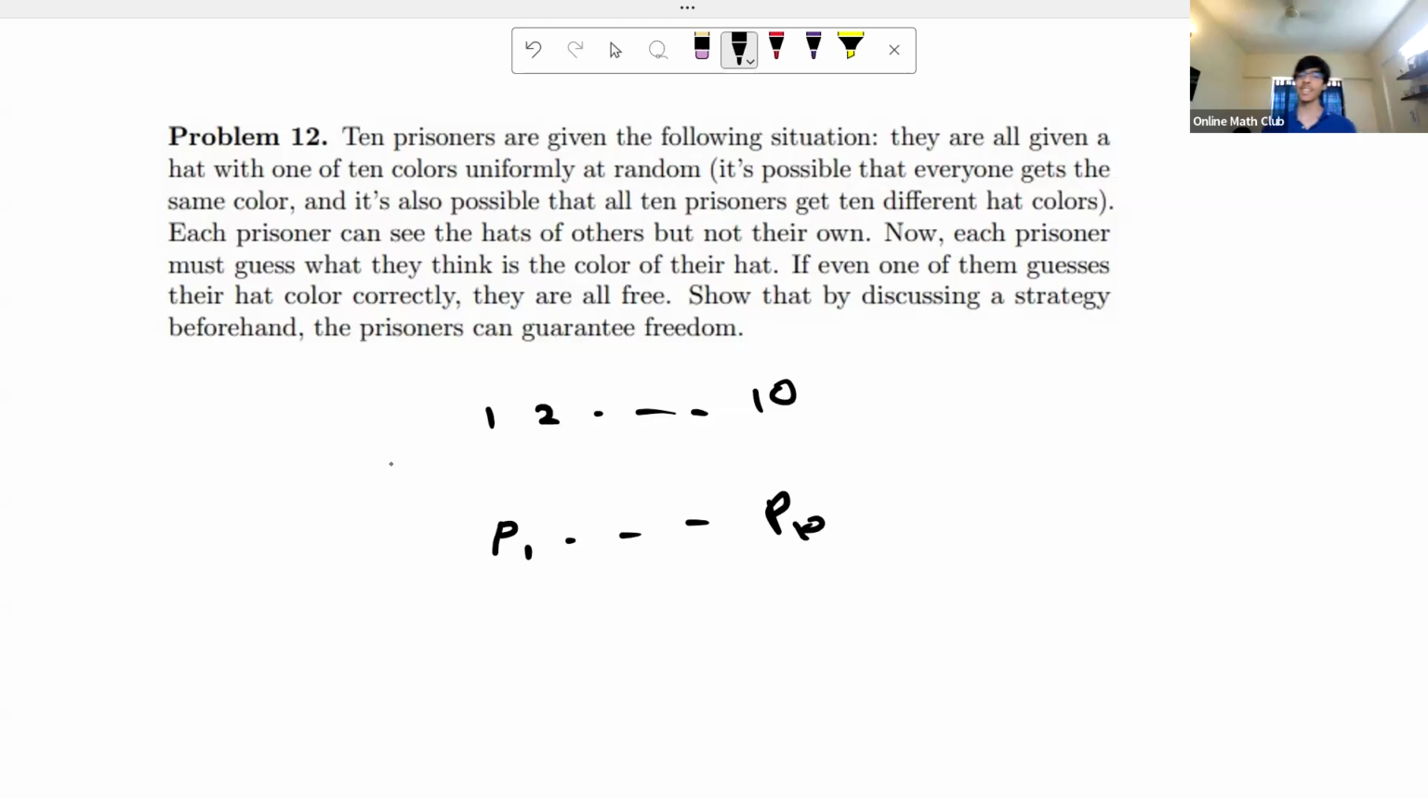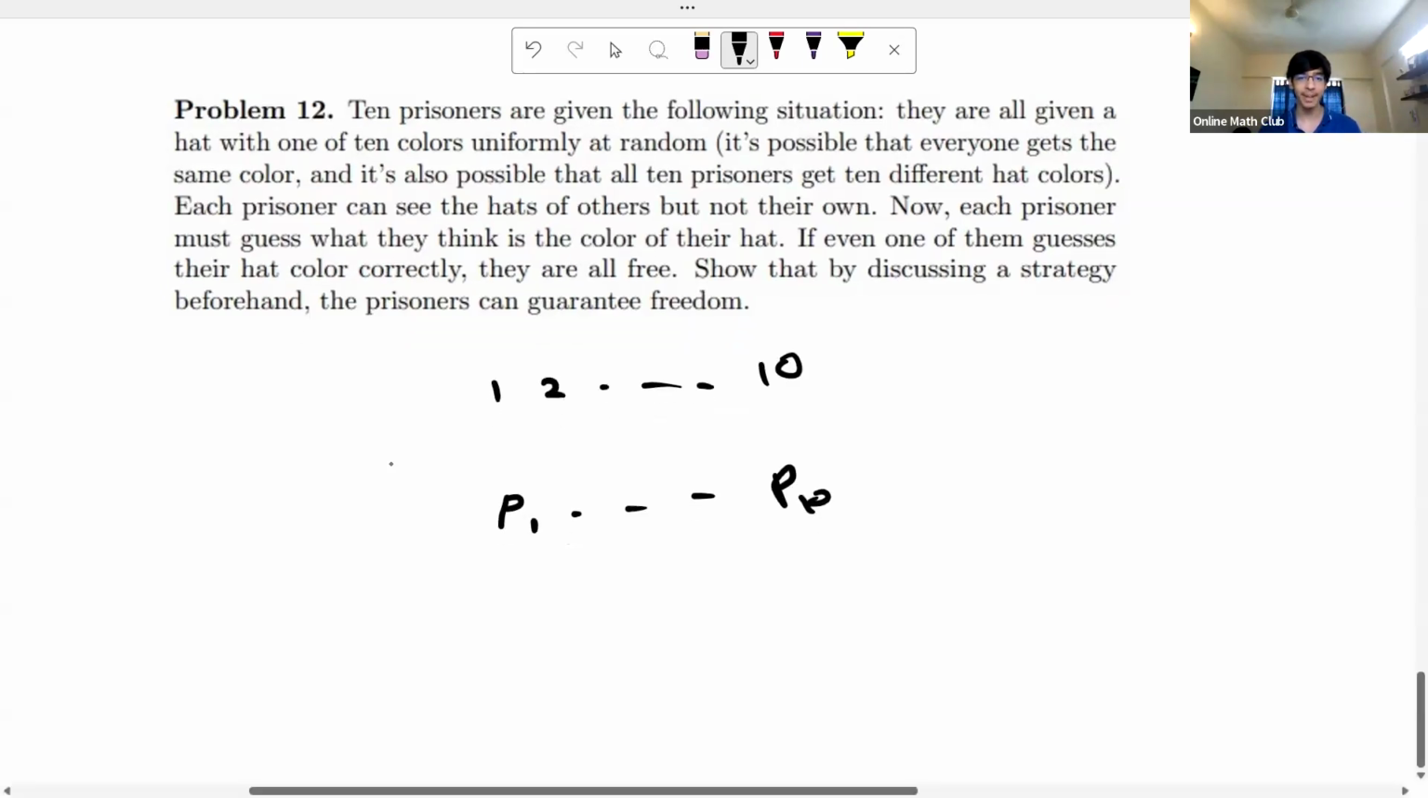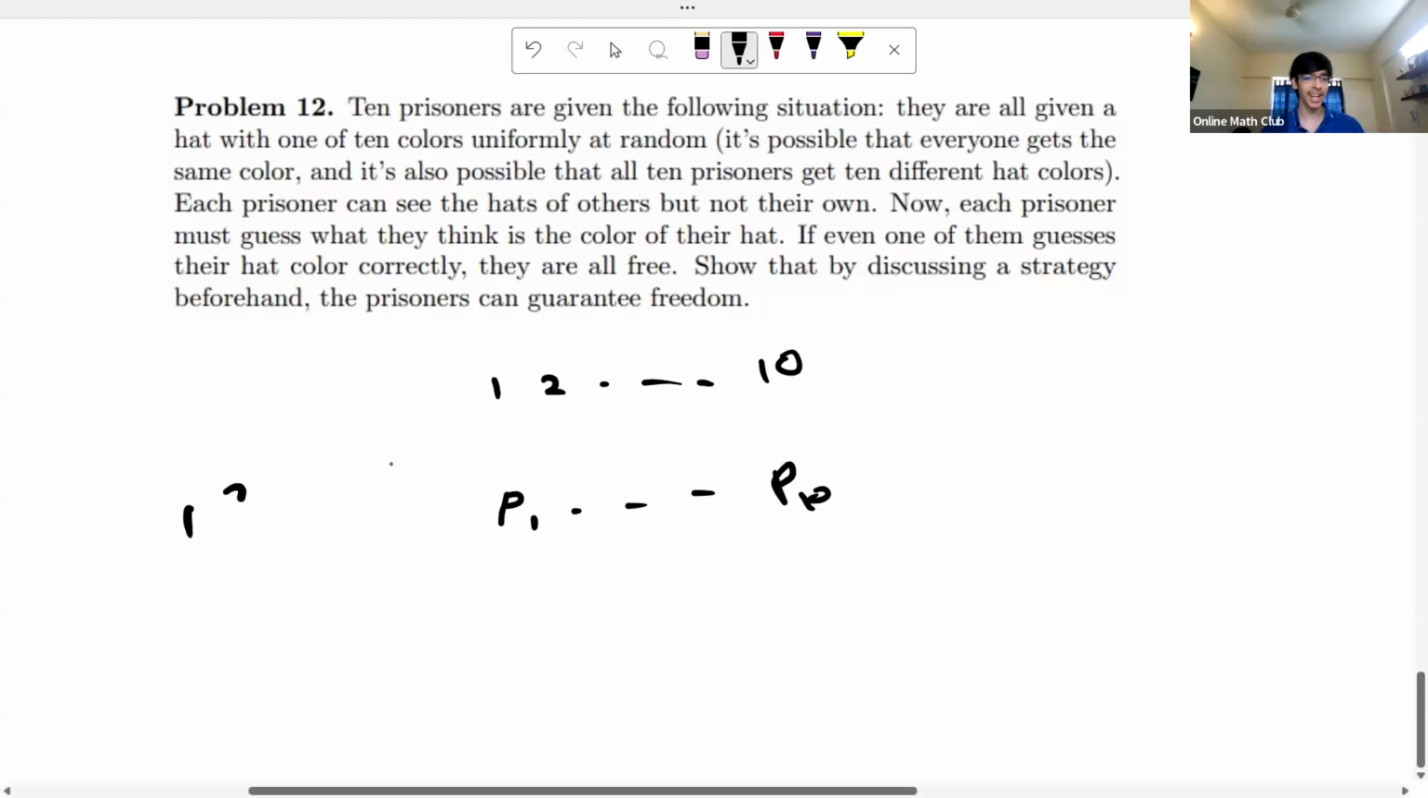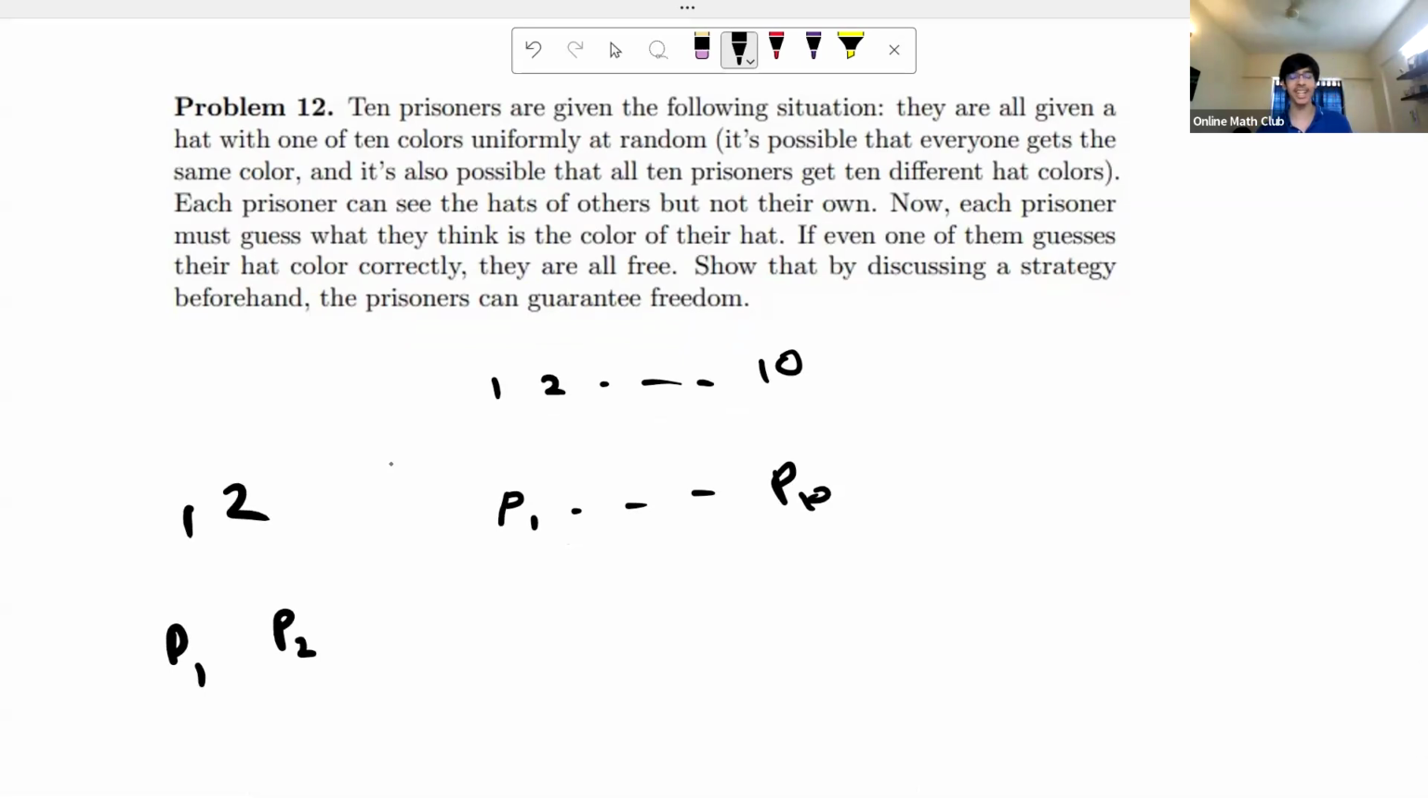So an interesting question actually is what happens when 10 is replaced by 2, in both places. So now there are only two colors for the hat, and there are only two people. And you get to see the other person's hat, not your own. This is slightly more well known, so maybe some of you might have seen it, but maybe not. Even this, in fact, is non-trivial. How do you even do this? All you see is the other person's hat. How are you supposed to guess your own hat?